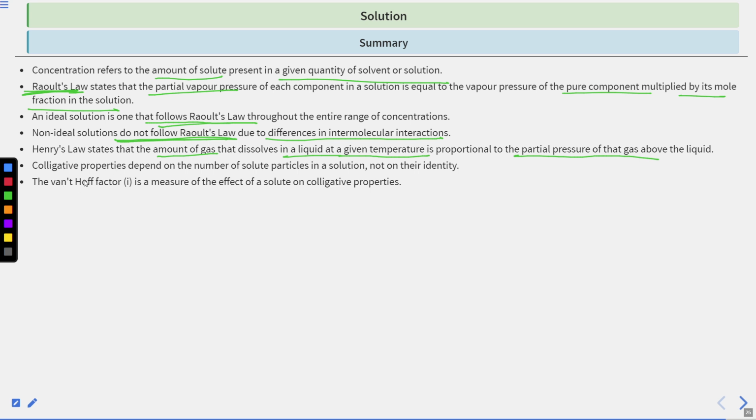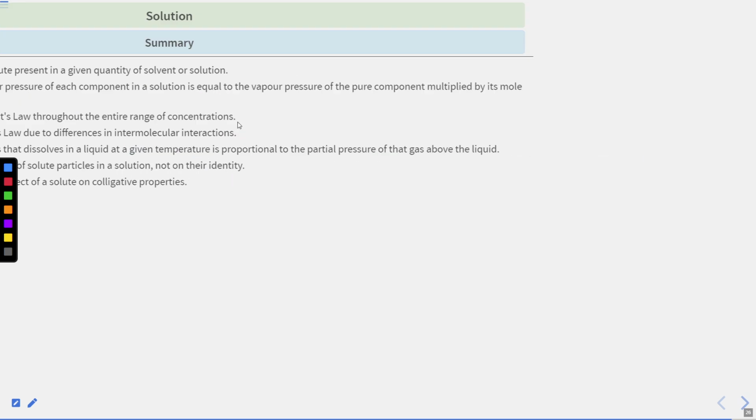Then we studied the colligative properties, which depend on the number of solute particles present in a solution and not on their identity. And last, we studied the Van 't Hoff factor, represented by i, which is a measure of the effect of solute on colligative properties. So these are all the major definitions and information, and we have studied all these things today in this lecture. Okay, thank you.